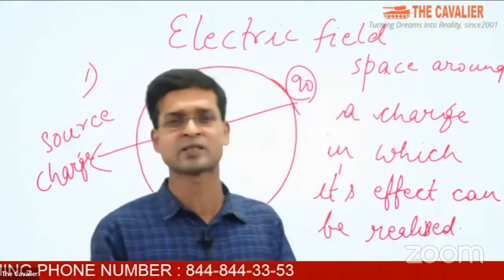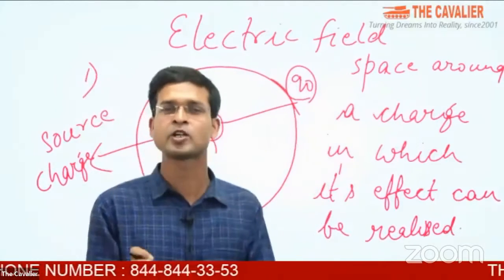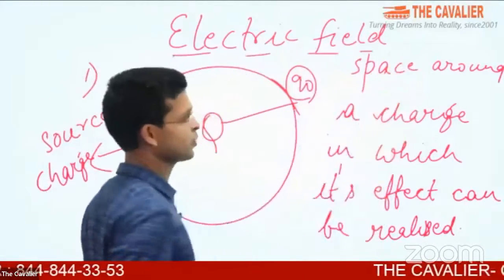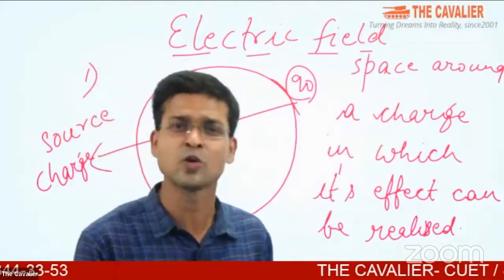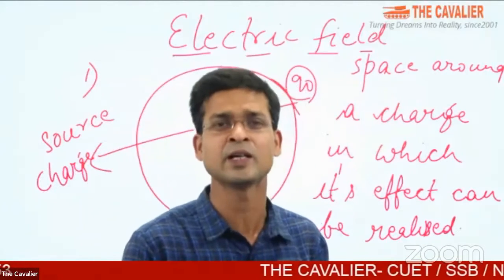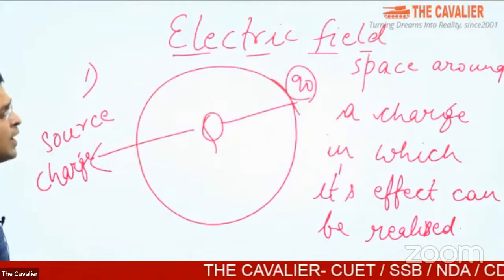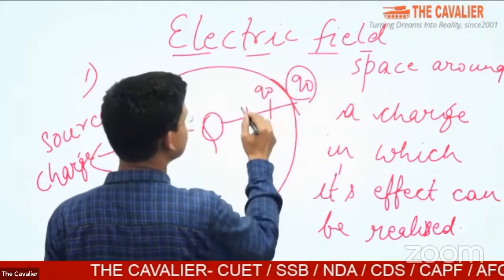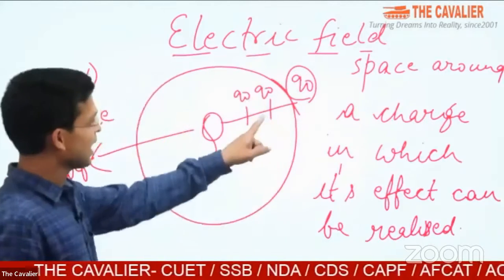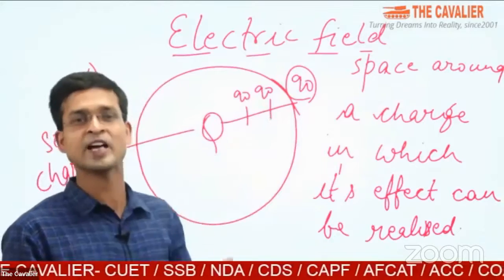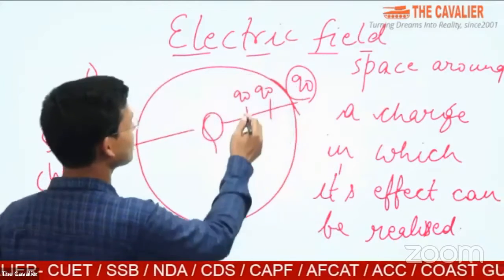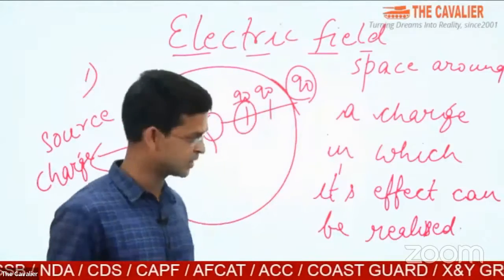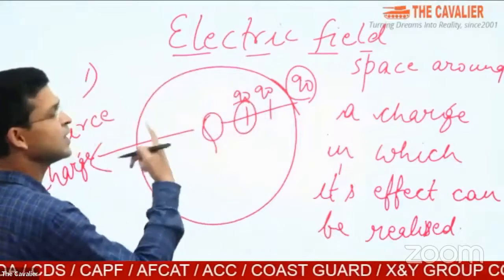Within a particular distance, it can realize the effect, and that particular distance is termed the electric field. That means a space around a charge in which its effect can be realized is called the electric field. If we take this charge at this point, then at this point, how much force has been realized? That is called electric field intensity.